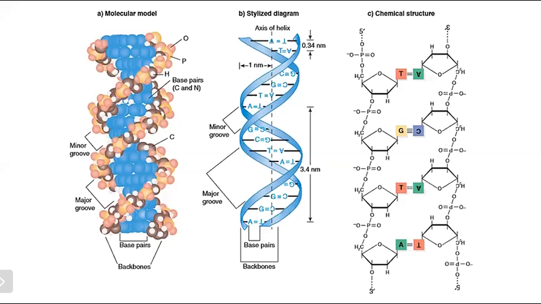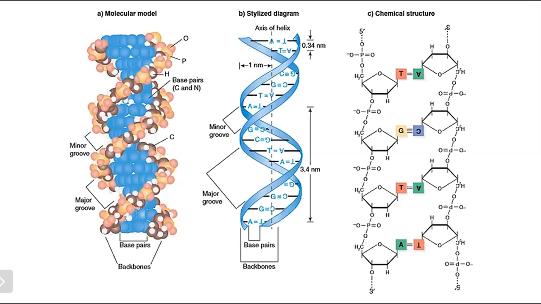And for one complete turn of DNA, if we assume in this diagram 10 base pairs, then the total distance becomes 10 times 0.34, that is 3.4 nanometers. So one complete turn takes about 3.4 nanometers. And now you can see in the center all the nitrogen bases are present.